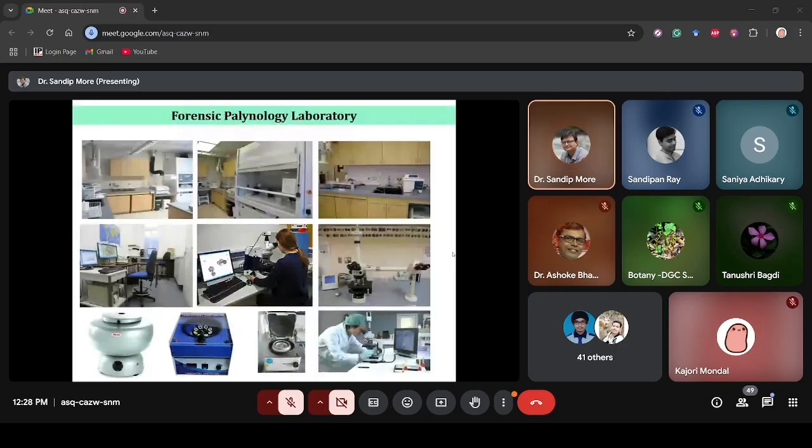Second, for doing forensic palynology, you need a smart laboratory having all the modern facilities and modern equipment, aseptic conditions, and fume chambers, all the major facilities, which are not present in India till now.